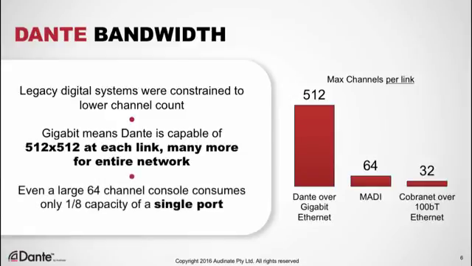Referring back to our discussion of audio bandwidth earlier, we can see that at typical settings of 48 kHz sample rate and 24-bit depth, a 64-channel bidirectional Dante device using all channels consumes only 1/8 the capacity of a gigabit link. This means that a Dante network can safely handle hundreds or even thousands of channels overall.